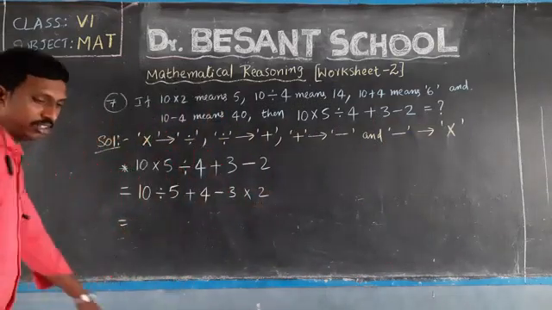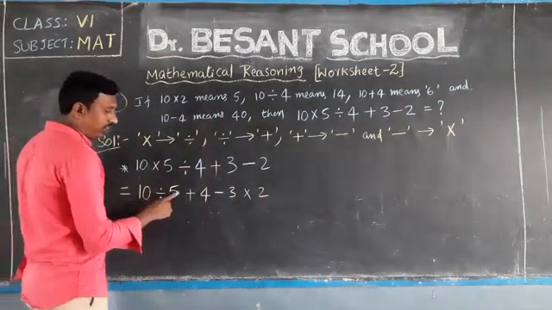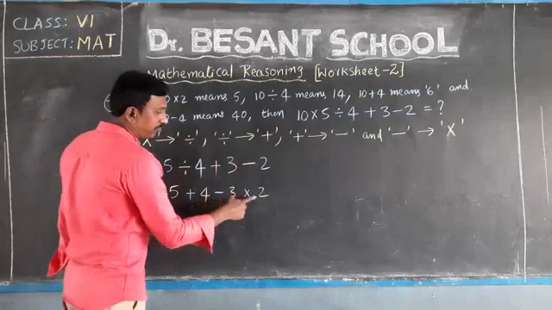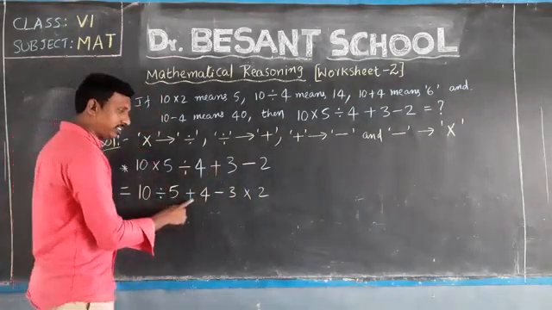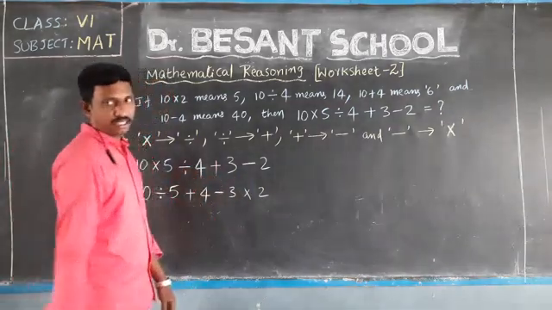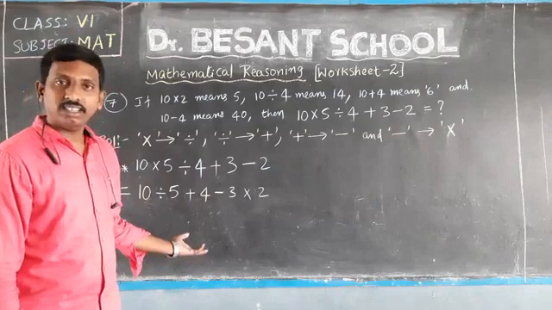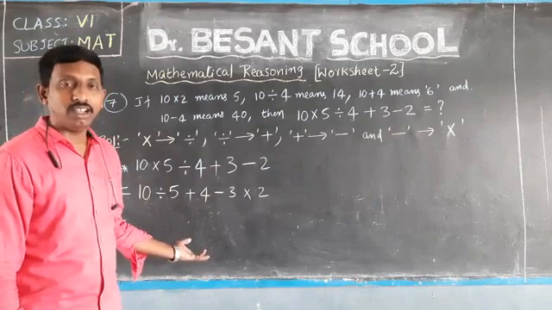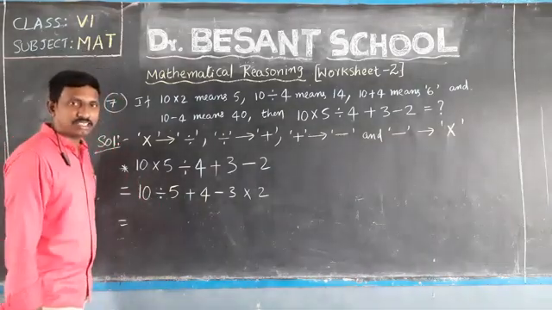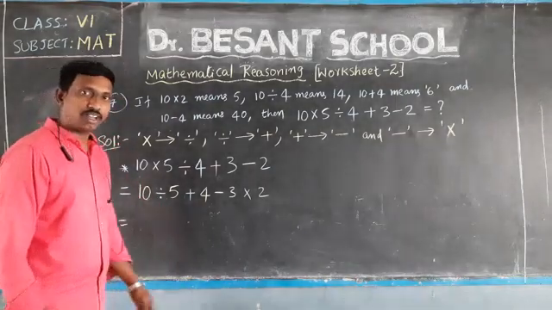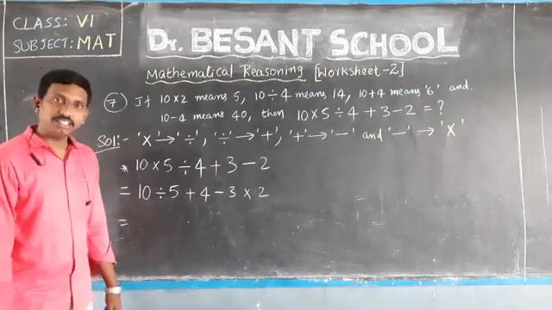Okay, my dear students. Now let's check this problem. So 10 divided by 5 plus 4 minus 3 into 2. Now if we check carefully, here we have division, addition, subtraction and multiplication. So which rule is to be followed in simplification of this one? Yes, DMAS rule is to be followed. In DMAS rule, D stands for division, M stands for multiplication, A stands for addition, S stands for subtraction.